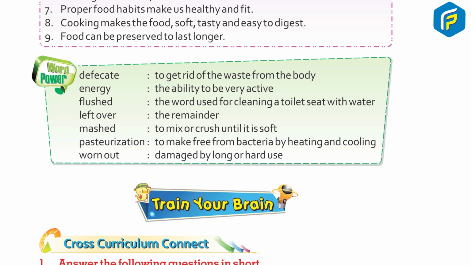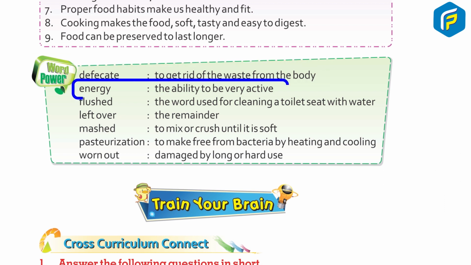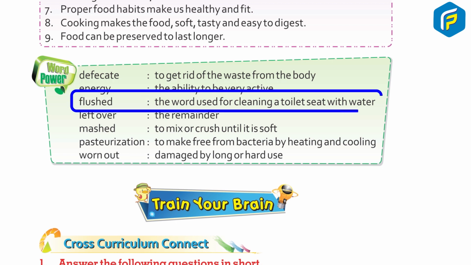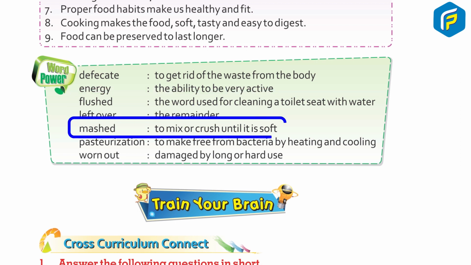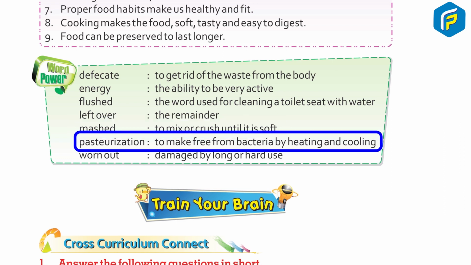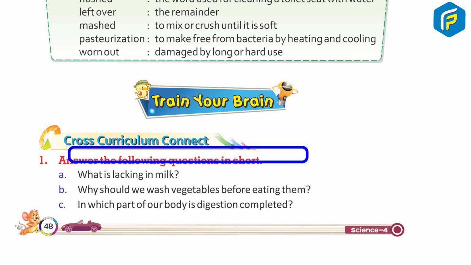Word power. Defecate: to get rid of the waste from the body. Energy: the ability to be very active. Flushed: the word used for cleaning a toilet seat with water. Left over: the remainder. Mashed: to mix or crush until it is soft. Pasteurization: to make free from bacteria by heating and cooling. Worn out: damaged by long or hard use.